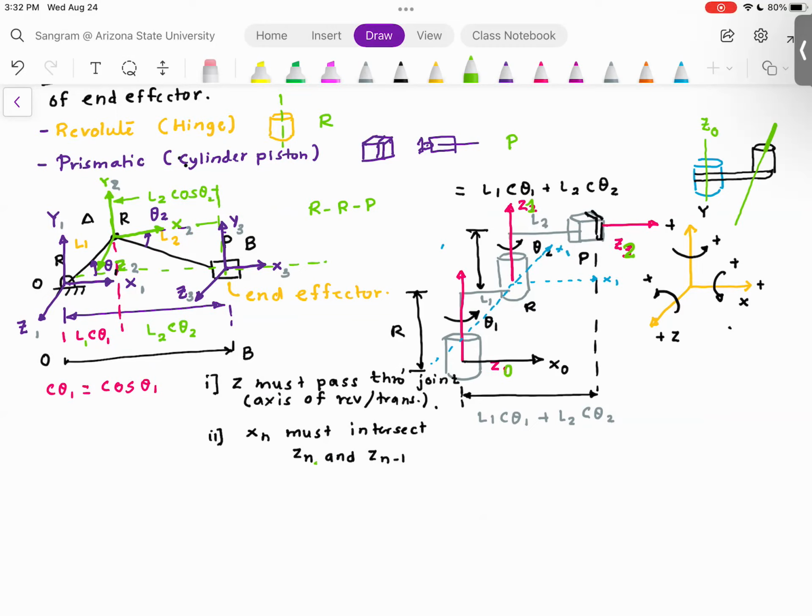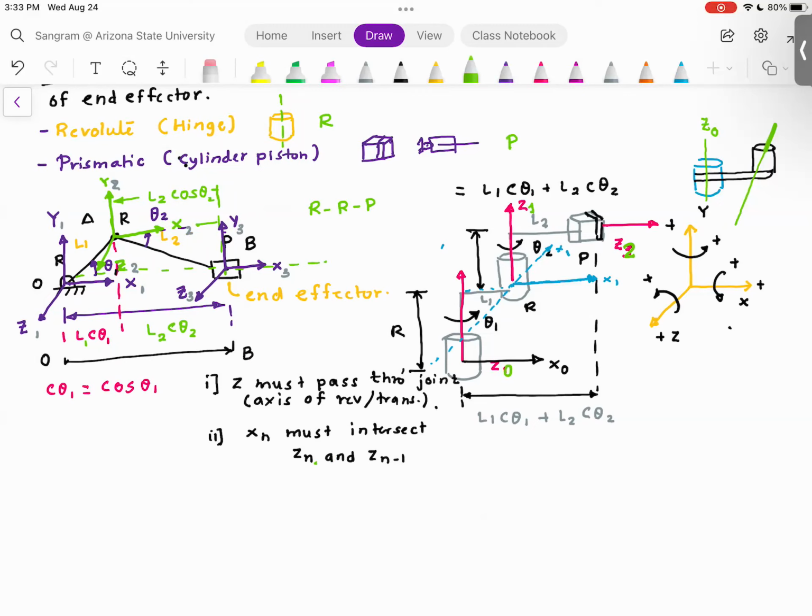However, in the current configuration, if I were to choose this as x1, do you agree with me? I know for a fact that in this kinematic diagram, my x1 is perfect. This is z1. My x1 is perpendicular to z1 and also intersecting with z0. You agree with me? Okay.